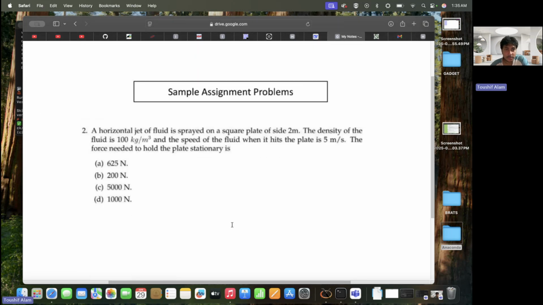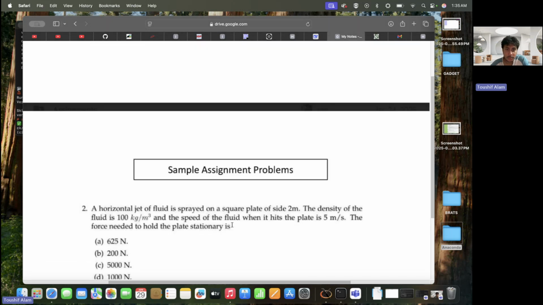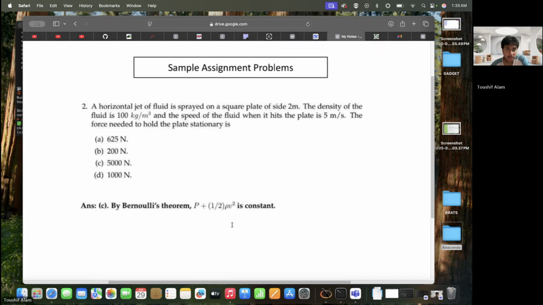Secondly, I talked about this and how you can calculate the force. This is just a simple Newton's second law, as you see how the velocity changes, and the conservation equation is Bernoulli's theorem. The total energy is constant. This is the total energy, right? The pressure and the kinetic one.